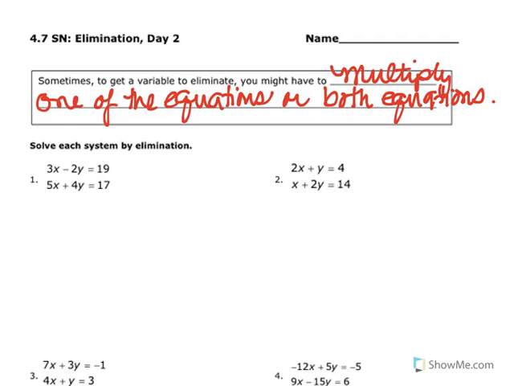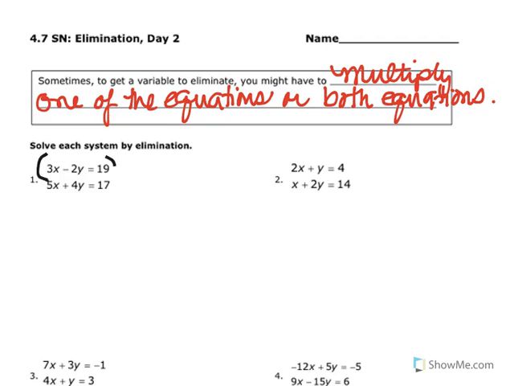We have 3x minus 2y equals 19 and 5x plus 4y equals 17. Now, if we were to combine these equations, nothing would eliminate. We would end up with 8x plus 2y equals 36. Well, that's not going to help. We want one of the variables to be eliminated. So you have to look over the equations and ask yourself, what could I do to make this eliminate? And we see we have a minus 2y here and a plus 2y here. Well, how could I get those to be opposites?